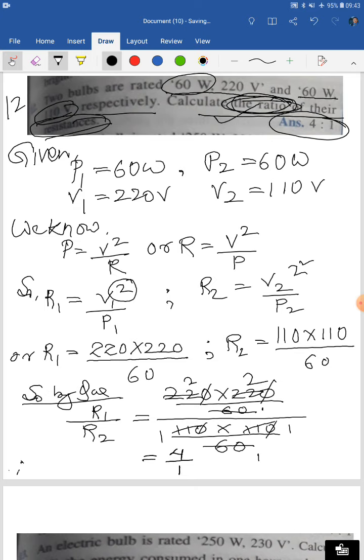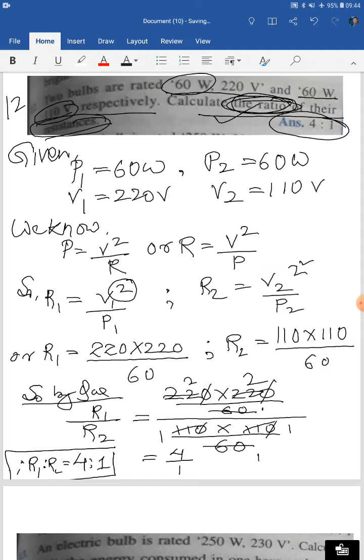So therefore I get the ratio R1 is to R2 equals 4 is to 1. Do not forget to write this statement again here. So this is how I do this question. The ratio of the resistance of the two bulbs is 4 is to 1. Alright, so this is how we solve question number 12.